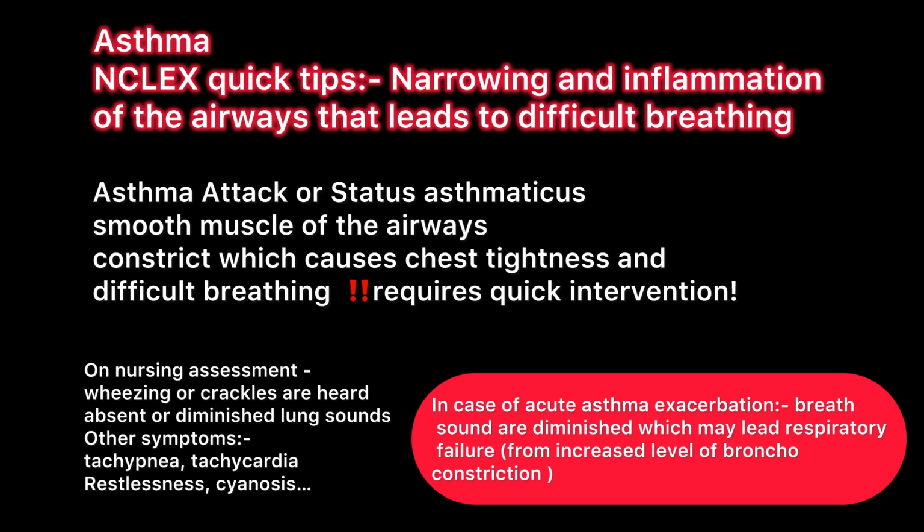For the NCLEX tip, you need to know the asthma attack or status asthmaticus, which is also known as asthma exacerbation. In this case, there is constriction in the airways, which causes tightness and difficulty in breathing. So this is the condition. We need to keep it on priority and immediate intervention is needed.